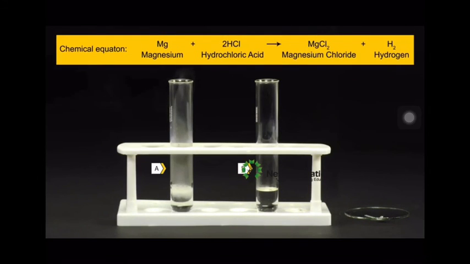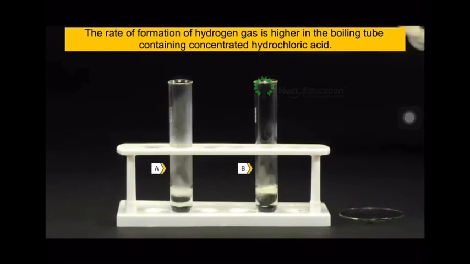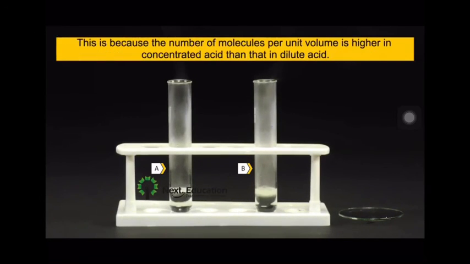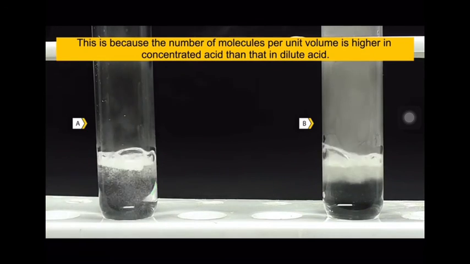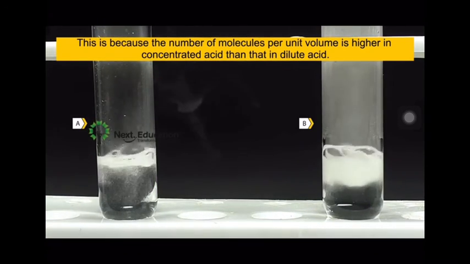So here you have the chemical reaction that takes place. Magnesium with hydrochloric acid giving magnesium chloride, which is in solution, and hydrogen gas, which is escaping. Now, when you use concentrated hydrochloric acid, the hydrogen gas is formed faster, so the rate of formation of the gas is faster. So you have more particles per unit volume in a concentrated solution.